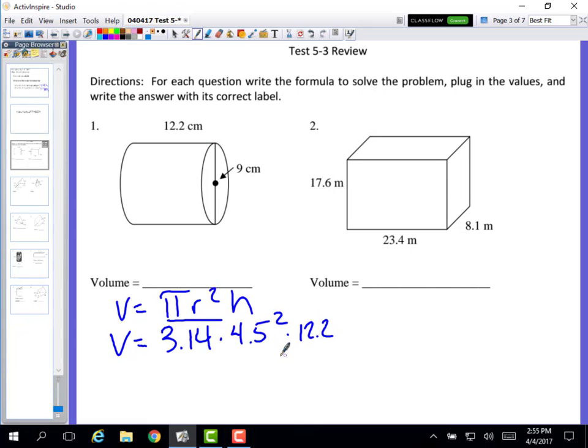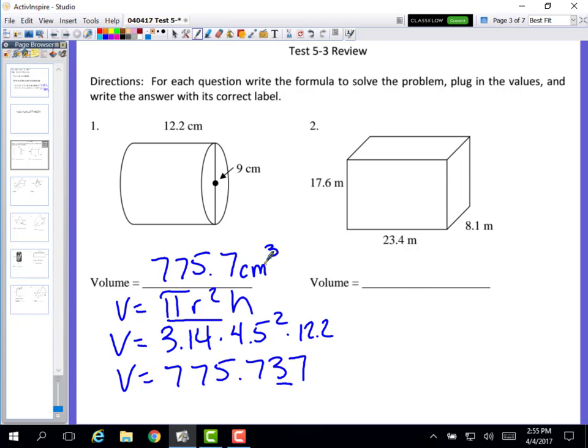So if we multiply these together, we end up with an answer of 775.737. Now, if this is rounded to the nearest tenth, this 3 doesn't have enough power to do anything to the 7, so it's just 775.7 centimeters cubed. Now for number 2, this is a rectangular prism.